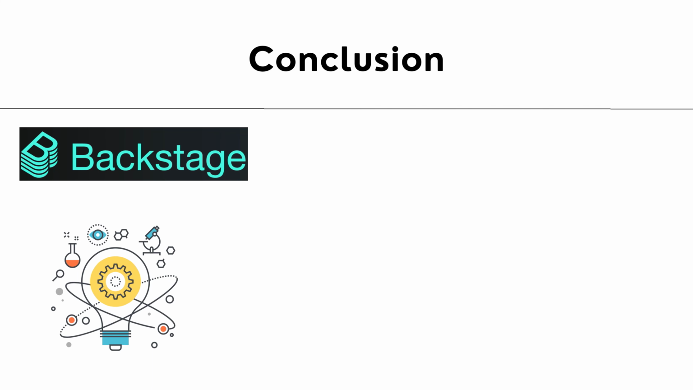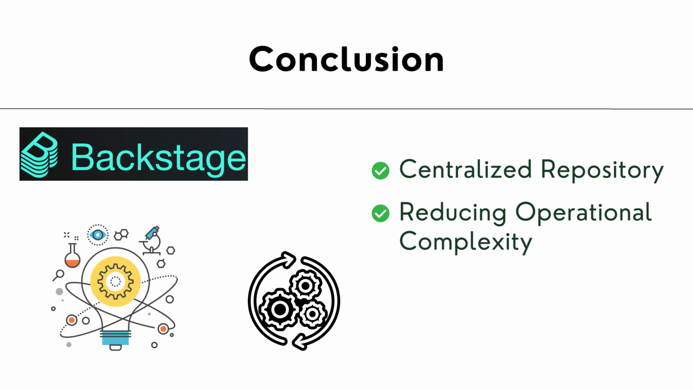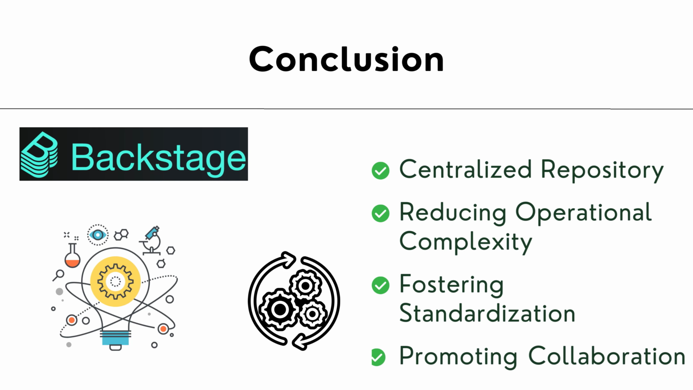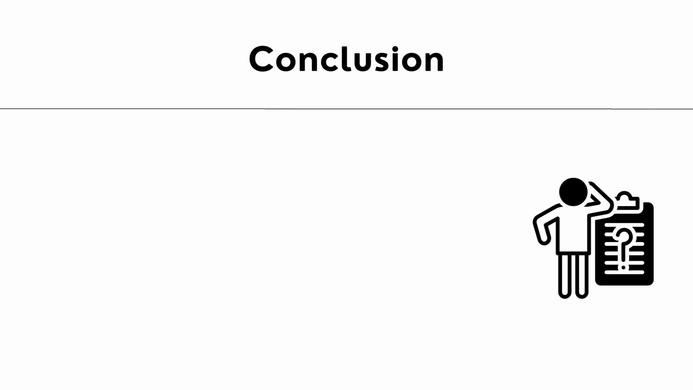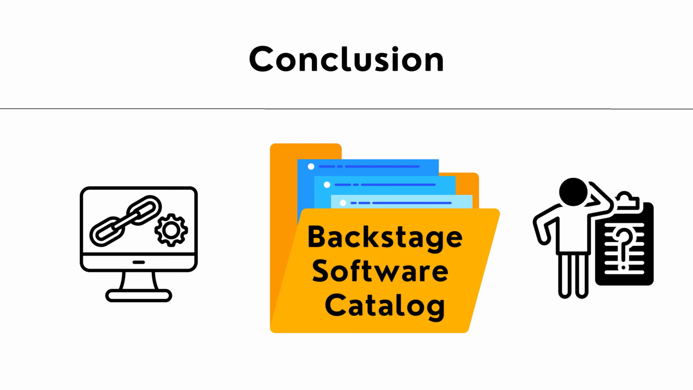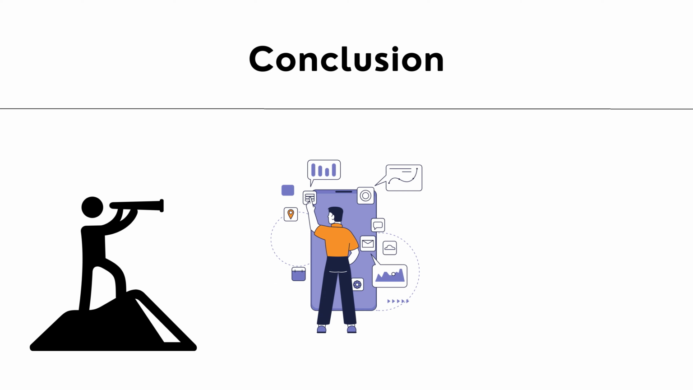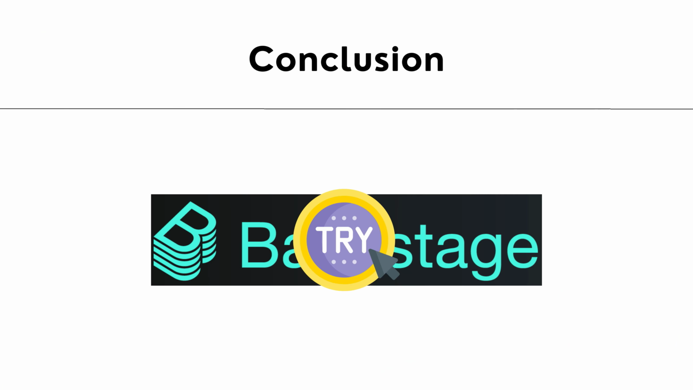To wrap things up, the Backstage.io software catalog is an innovative tool that solves many problems associated with software management. It serves as a centralized repository for all your software components, thereby reducing operational complexity, fostering standardization, and promoting collaboration. In a time when software is increasingly complex and vital to business operations, having a robust management system like Backstage Software Catalog is invaluable. If you're looking to simplify your software management processes, it's worth giving Backstage a try.